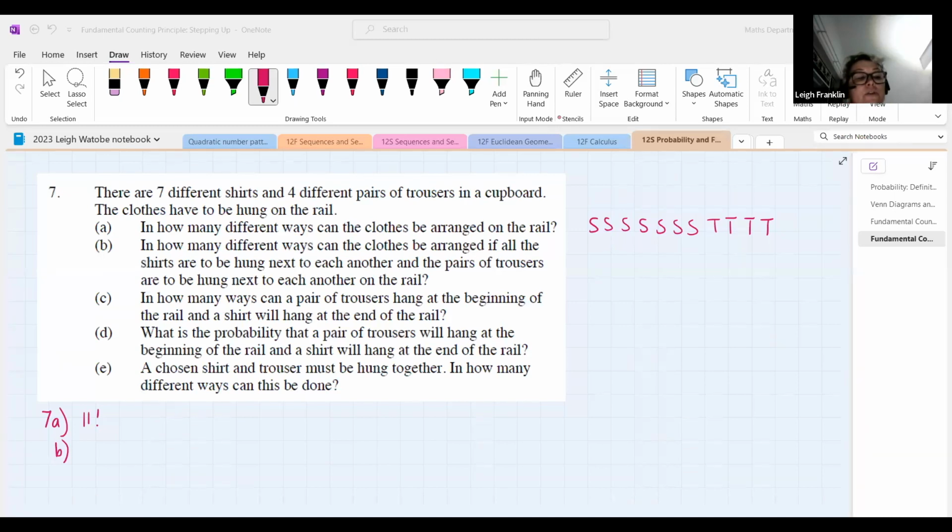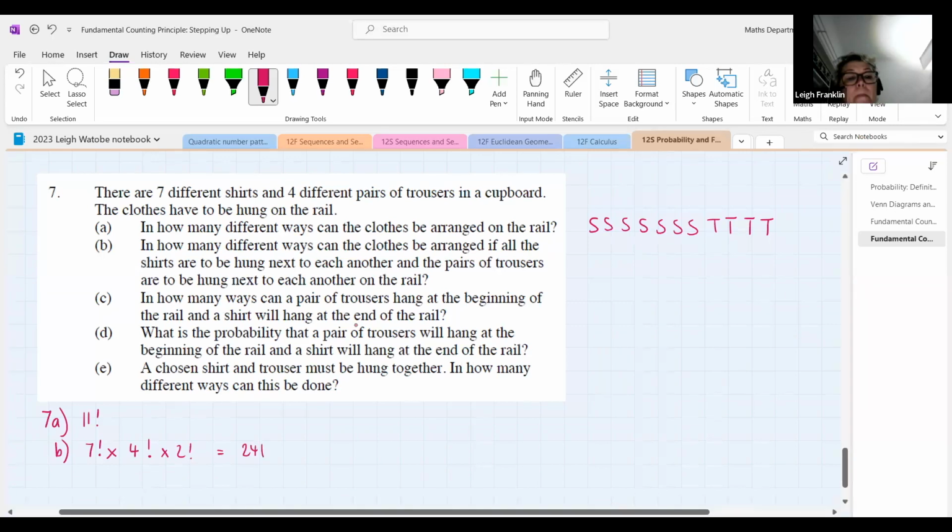Okay, good. So 7 factorial ways in which the shirts can be arranged, multiplied by 4 factorial ways in which the trousers can be arranged. Then remember, we put them into groups, so there are 2 factorial ways in which they can be arranged with each other. Okay. So 7 factorial times 4 factorial times 2 factorial. That's it. Good stuff.